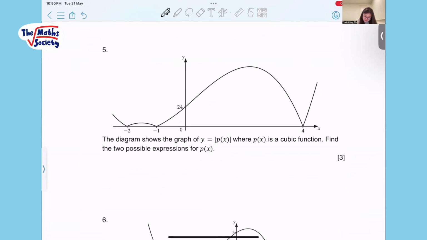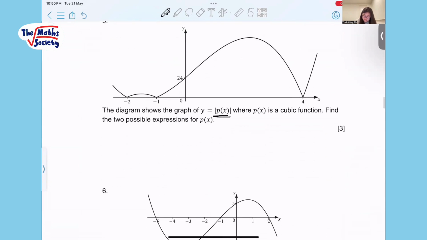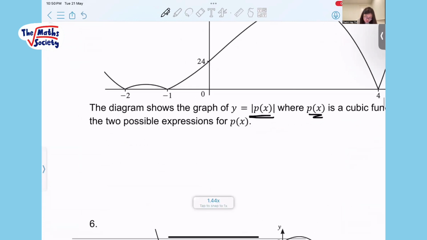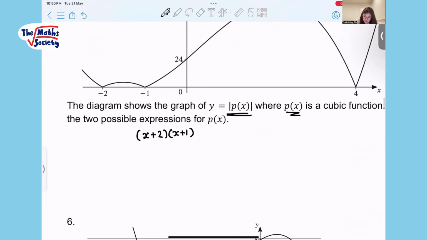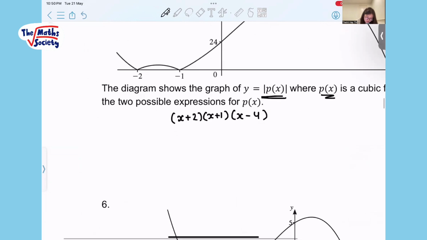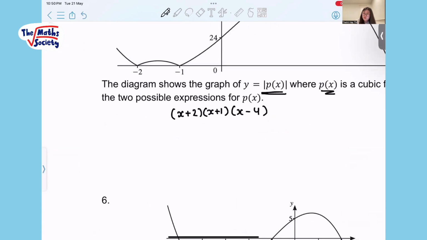So 5 shows where y equals, which is strictly positive, and where p of x is a cubic. So we know that it's cubic, so we have 4 intercepts, which is like here. We have x plus 2, x plus 1. Then here's 4, so we have x minus 4. And then we have 24 as y. So we just need to find the coefficient, right?